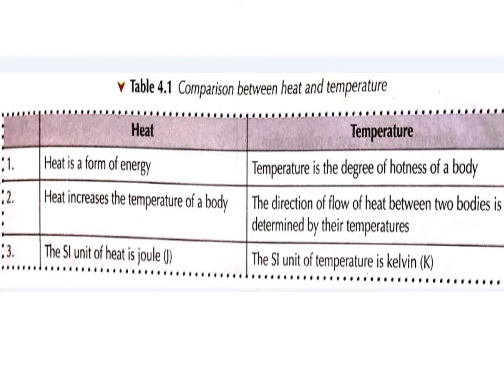Let us differentiate between the heat and temperature. So heat is a form of energy whereas the temperature is a degree of hotness of the object. Heat increases the temperature of the body. The temperature gives us the idea about the direction of the flow of the heat from the hot body to the cold body. And the SI unit of the heat is joule, whereas the SI unit of the temperature is Kelvin.